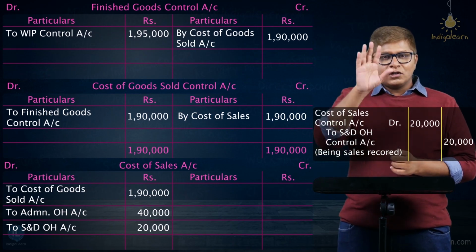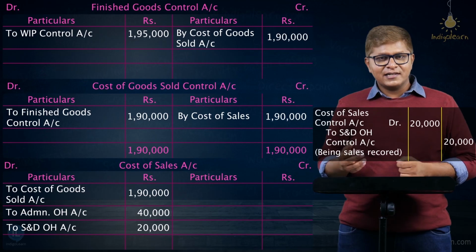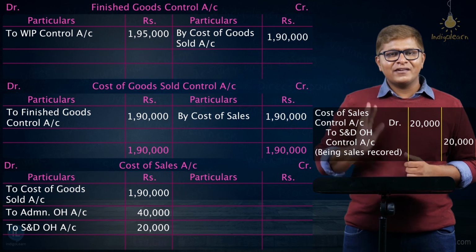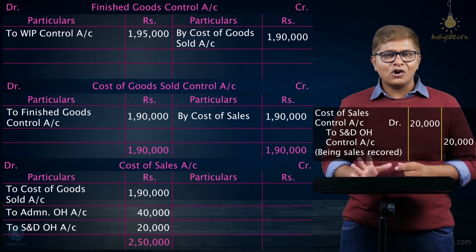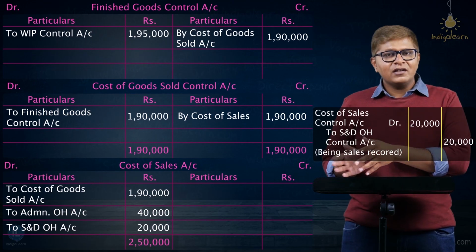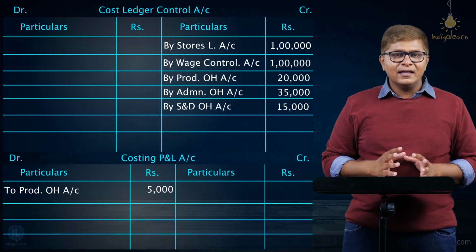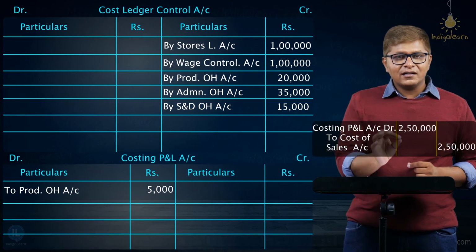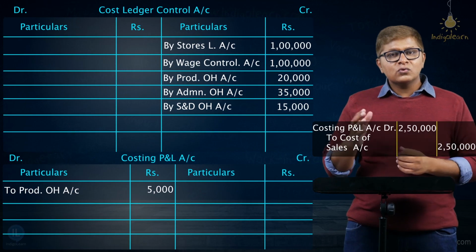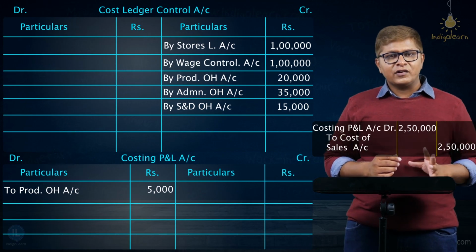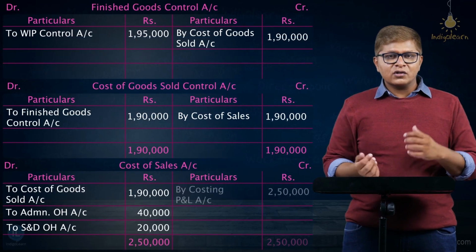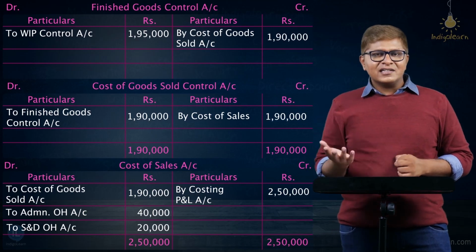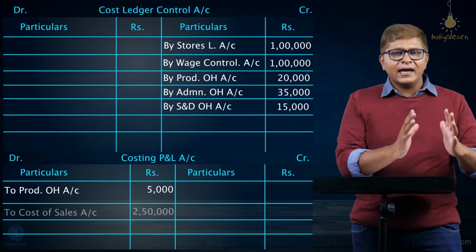So with this, our total cost of sales is how much now? If I add up the debit side, 1,90,000 plus 40,000, that is 2,30,000 plus 20,000, 2,50,000. So 2,50,000 is the cost of sales, and this cost of sales we will now transfer to the costing P&L. Let's make an entry for the transfer. So costing P&L account debit 2,50,000 to the cost of sales account 2,50,000. In the cost of sales, this will get posted on the credit side and the cost of sales account will get nullified. In the costing P&L, on the debit side, we will say to cost of sales 2,50,000.